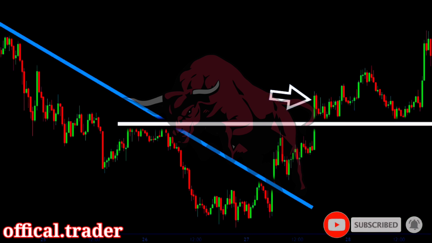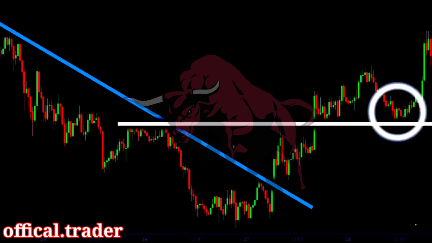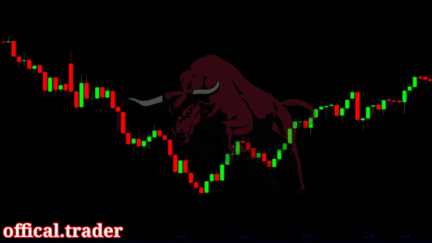After the break of the resistance level, we want the price to pull back to the resistance level, and we will enter when the price retests the resistance level. We will enter on the first green candle that appears after the retest of the support level. Now, let's combine these rules and look at a buy trade.